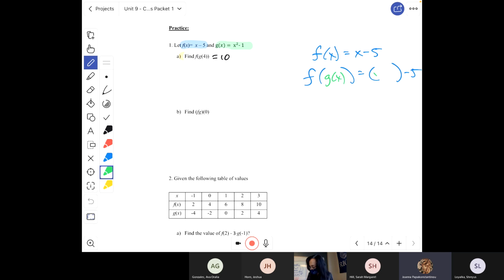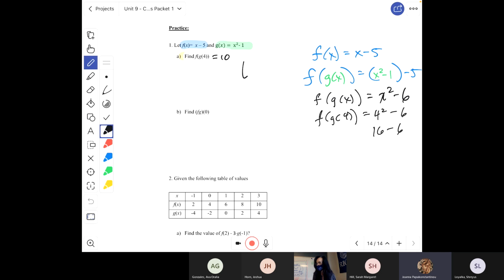G is x squared minus 1. So f composed with g of x is what? x squared minus 2. So f of g of 4 is 4 squared minus 6, which is 10. So if you want to do the composition, you go right ahead and then substitute in the value for x, or you can work from the inside out. Make sense? Okay, what operation am I asking you to perform in B?